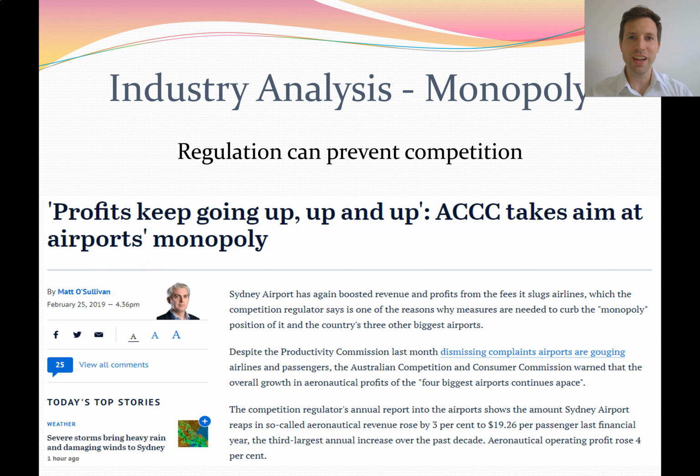And the ACCC, the Australian Competition and Consumer Commission, in this article discusses how Sydney Airport again boosted revenues and profits from the fees at Sydney Airport. And the competition regulator says it's a monopoly. And they're using that monopoly to increase their prices and their customers have nothing that they can do about it. There's nowhere else they can go and do business.